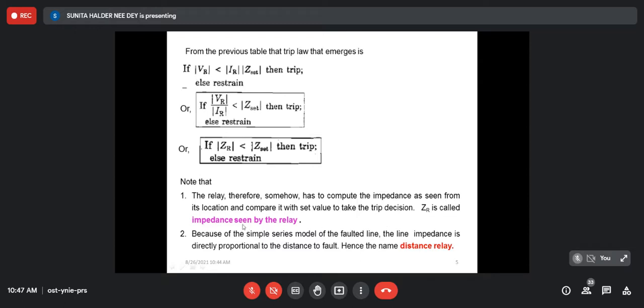ZR is called impedance seen by the relay. ZR is actually the ratio of voltage and current sensed by CT and PT and given to the relay. Because of the simple series model of the faulted line, the line impedance is directly proportional to the distance to the fault. Total impedance of the line is impedance per unit length into the length. So it is directly related to the distance of the fault from the relaying point. That's why this relay is also called distance relay. It is sensing impedance. That's why it is called impedance relay also.